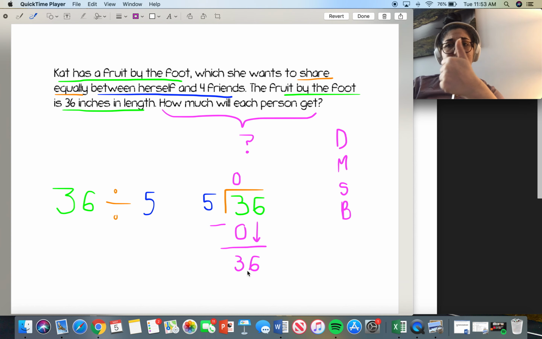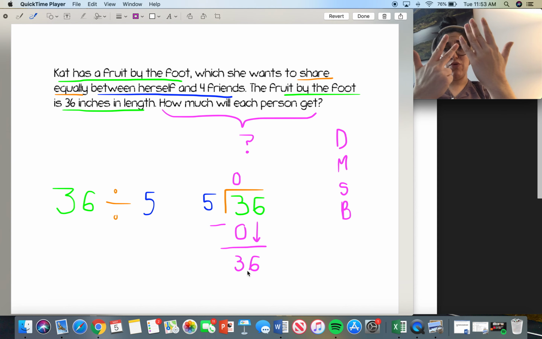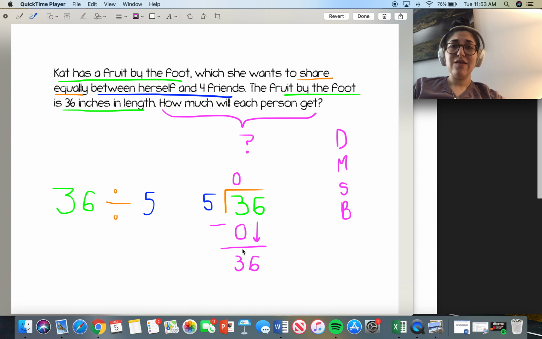Let's count. 5, 10, 15, 20, 25, 30, 35, 40. 40 is over, so I have to take that one away. So that's 5, 10, 15, 20, 25, 30, 35. 7. So 5 goes in 7 times. 7, that's my divide. 36 divided by 5 is 7 with a little bit left over. 7 times 5, that's my multiply, is 35. Now I'm going to subtract. 36 minus 35 is 1.